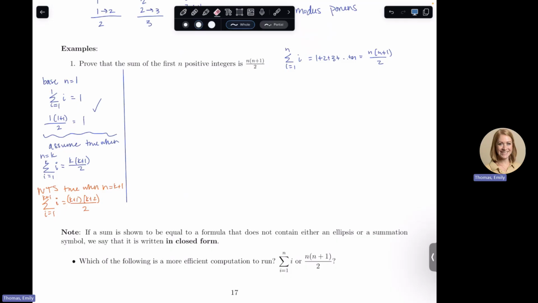But let me talk you through the strategy. You good? I plugged in k plus 1 here, so it's k plus 1 plus 1. So your base case is when n equals 1. Assume it's true when n equals k, so replacing those with both k's. And then we want to show it's true when n is k plus 1. So k plus 1 plus 1, which is k plus 2.